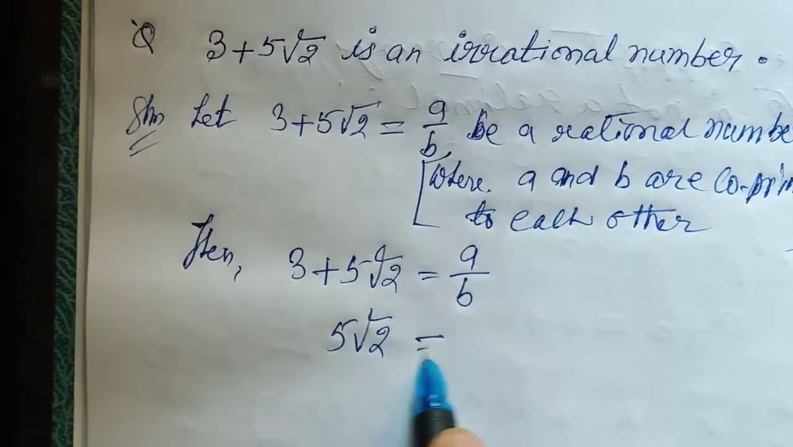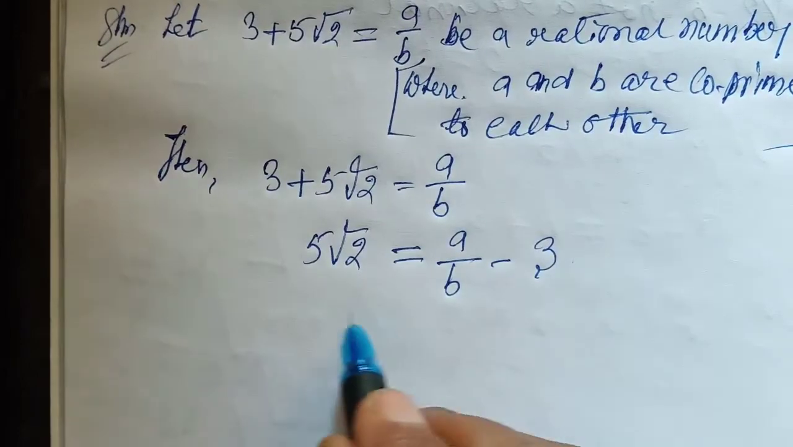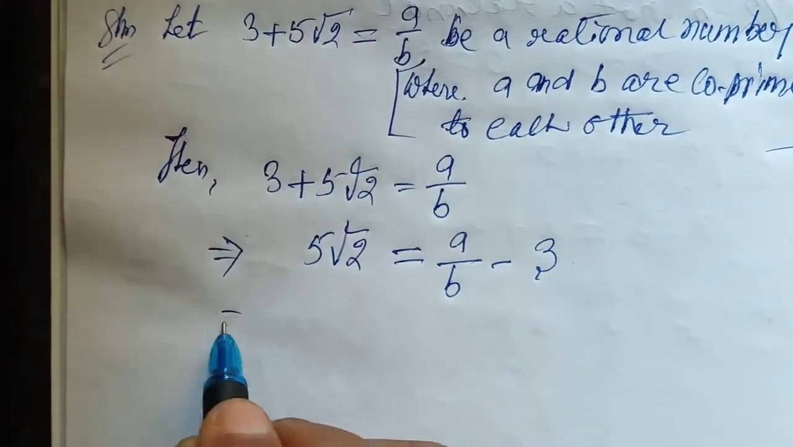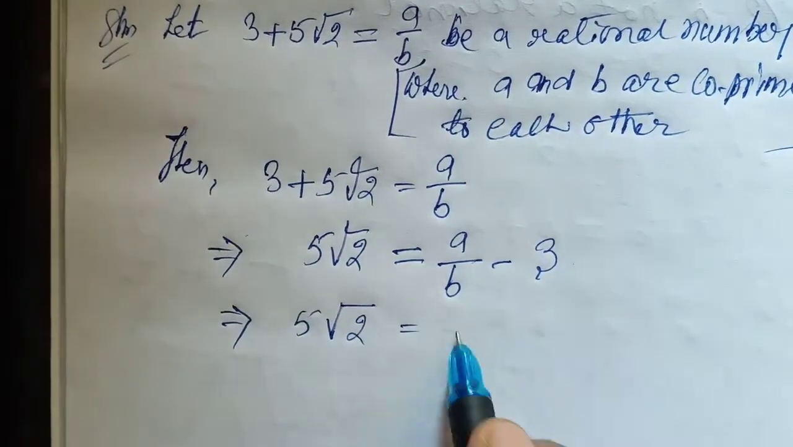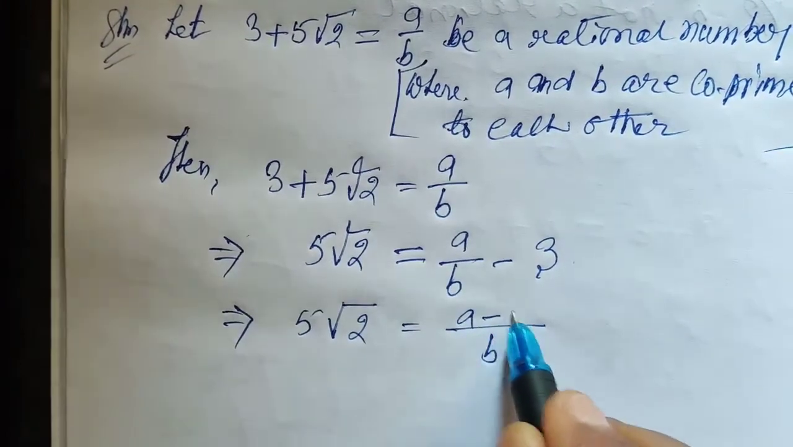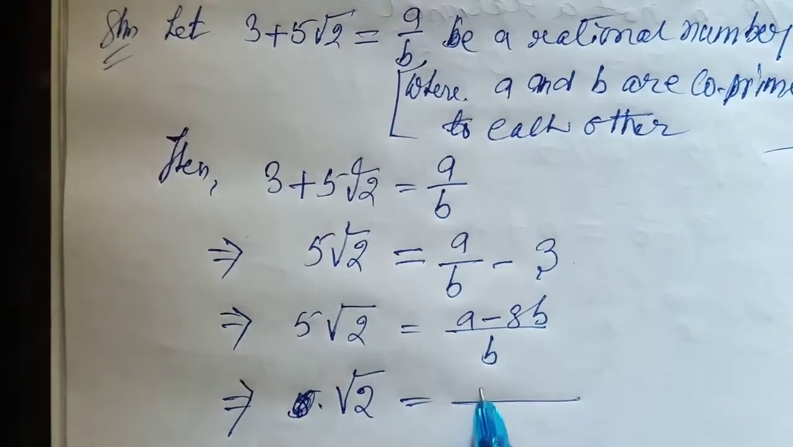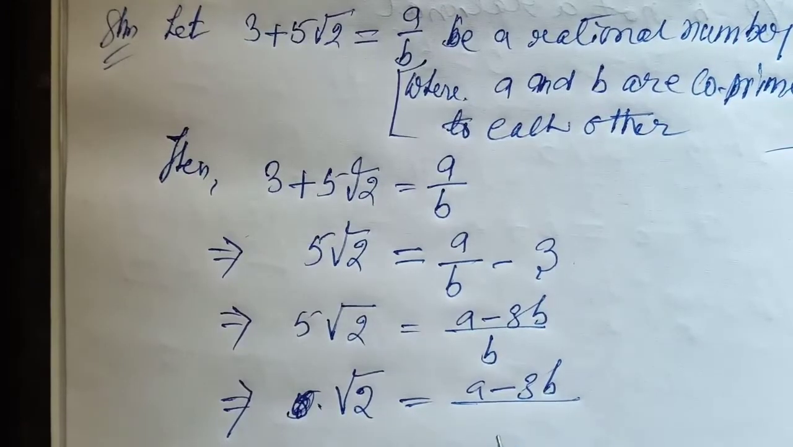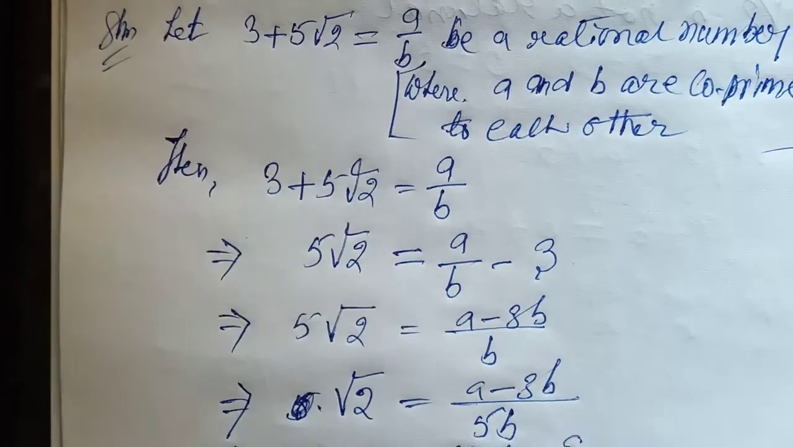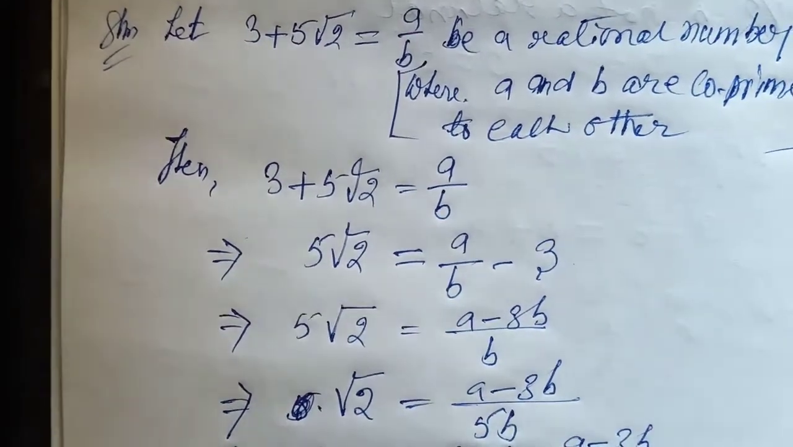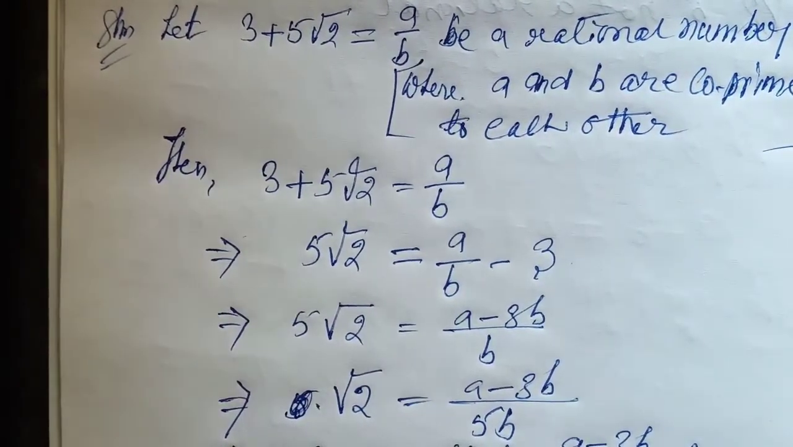5 root 2 equals a by b minus 3, and this implies 5 root 2 equals (a minus 3b) by b. So root 2 equals (a minus 3b) by 5b. Clearly, we see that (a minus 3b) by 5b is a rational number.